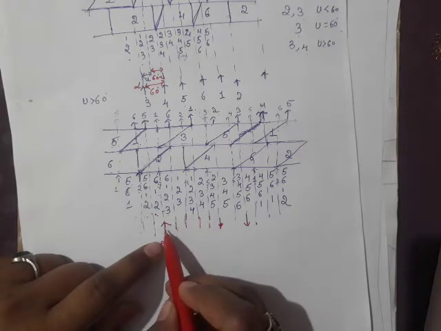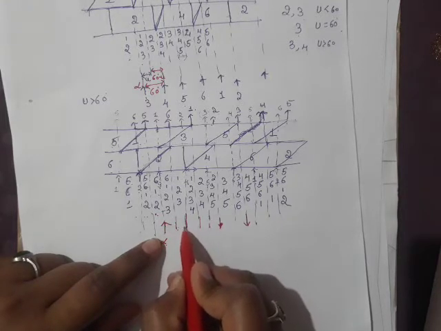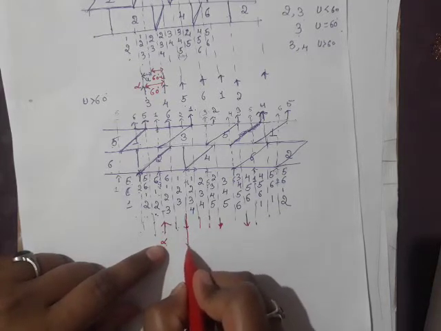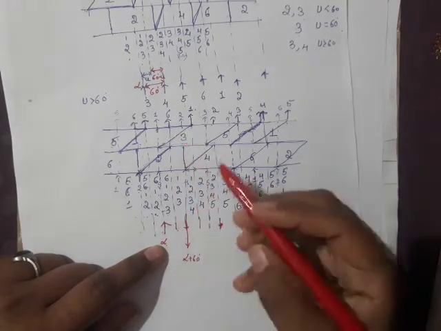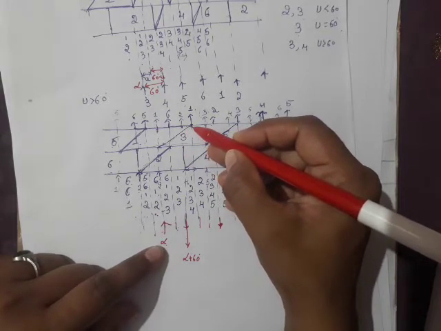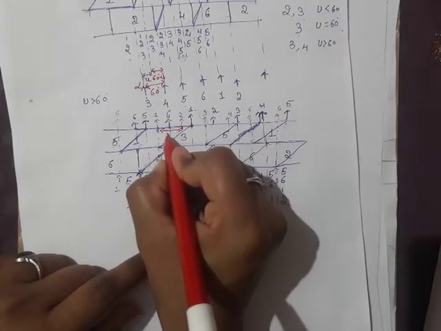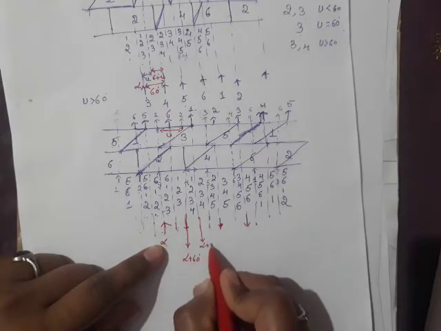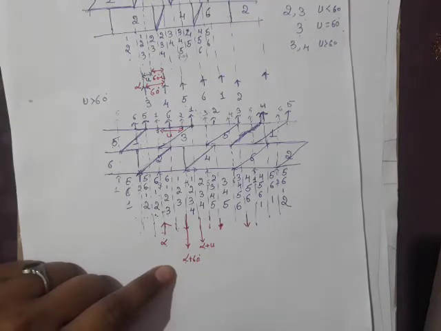You can see, since valve number 3 comes into conduction here, where 60 degree completes, totally 60 degree, I'll call this alpha plus 60 degree. But still valve number 1 has not gone out of conduction. This is the point alpha plus 60, but valve number 3 continues to conduct up to here, and this duration is the overlap angle U. So what can I call this? This is alpha plus U, and this is alpha plus 60 degree.